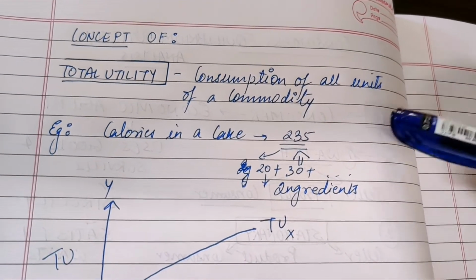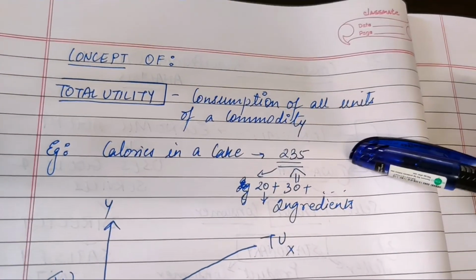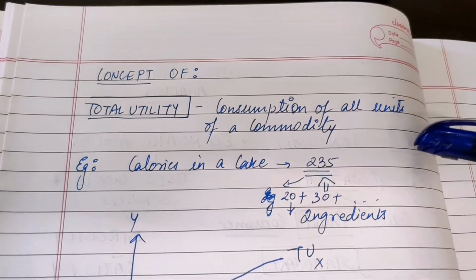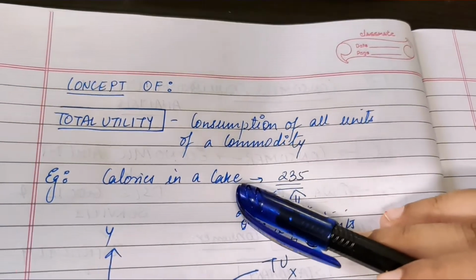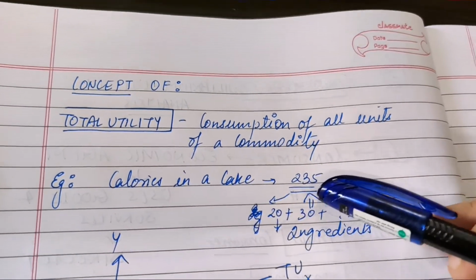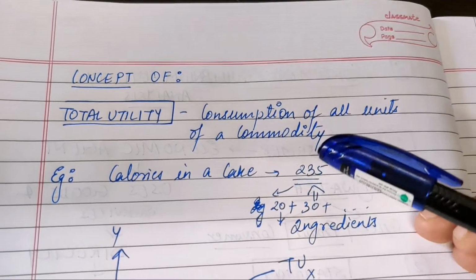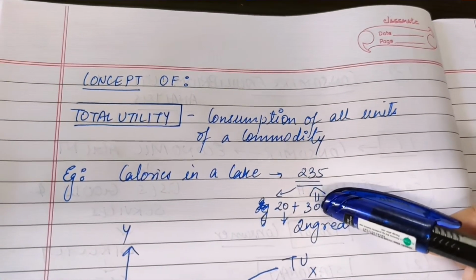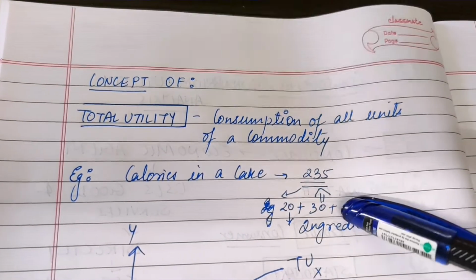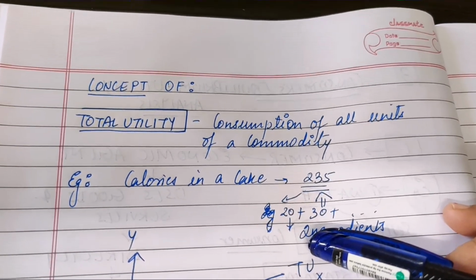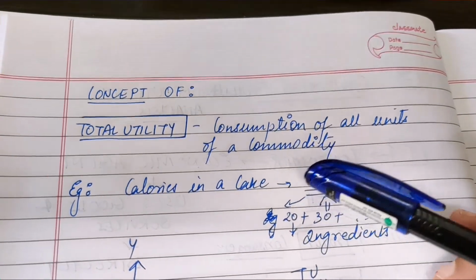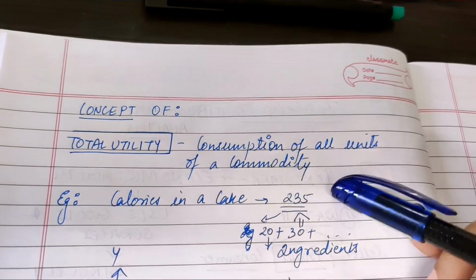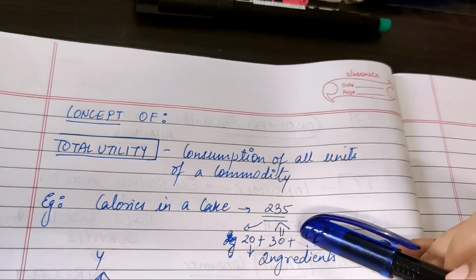The first one I will be talking about is total utility. Total utility is the consumption of all units of a commodity, like A plus B is equal to C. Here I have taken the example of a cake. The calories of the cake are, I guess this is a hypothetical example, 235 calories. How come 235 calories? We are adding 20 for some sugar, 30 for butter and so on. So we are calculating the ingredients and baking, plus we are including those calories into one figure, that is 235. That is what total utility is, that we are consuming all units of a commodity.